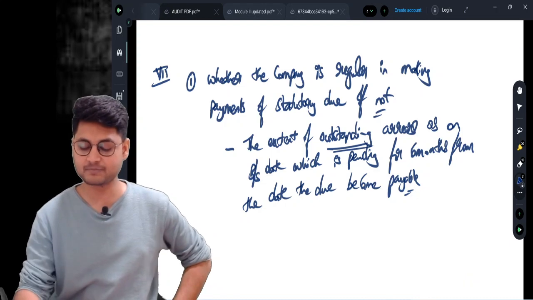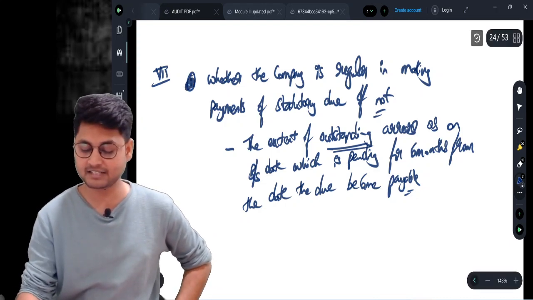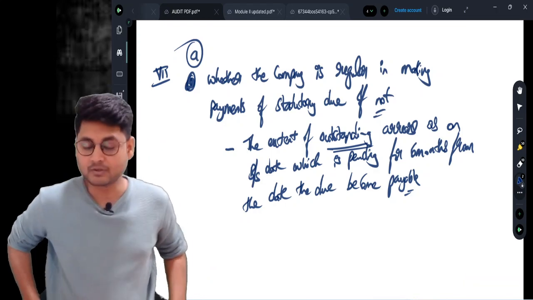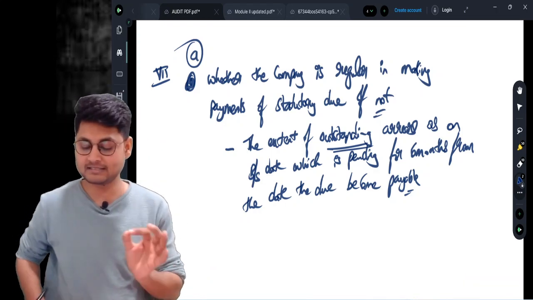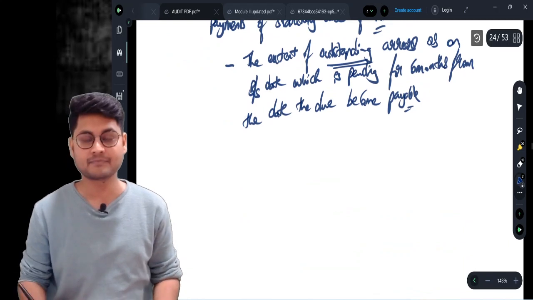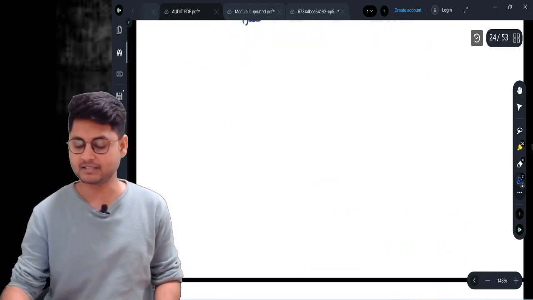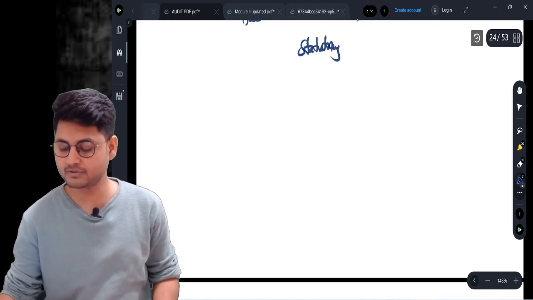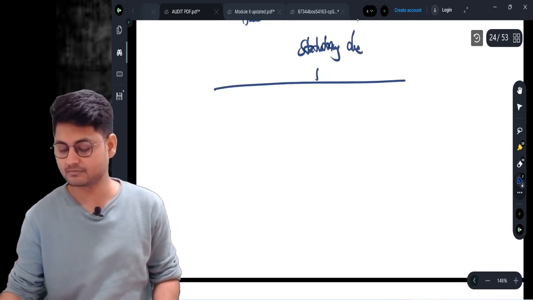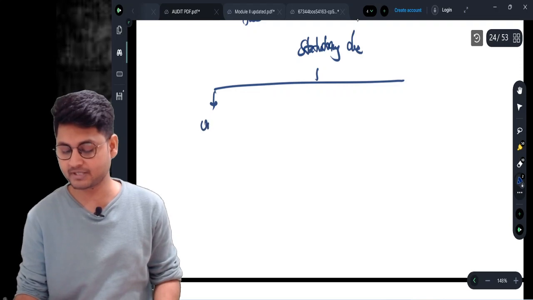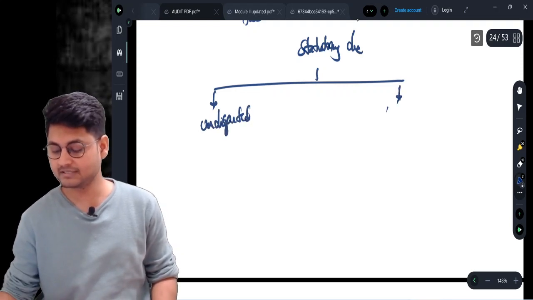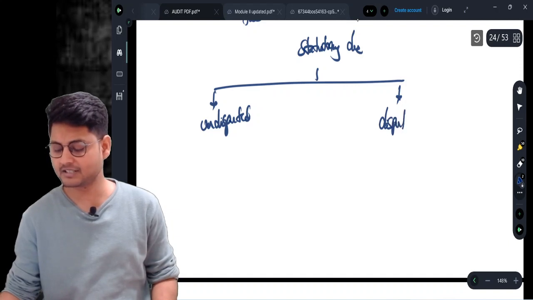Clause number 7 first part, I guess it is A. You can write it as subclause A. There is another subclause, B. Before going to subclause B, let us have some discussion on disputed and undisputed statutory dues. Statutory dues can be two types: undisputed, and the second one is disputed. What is disputed and undisputed?